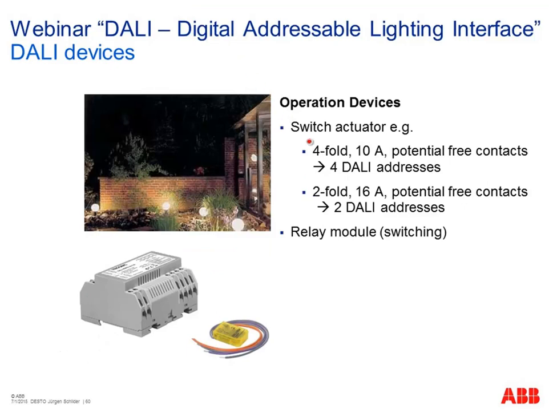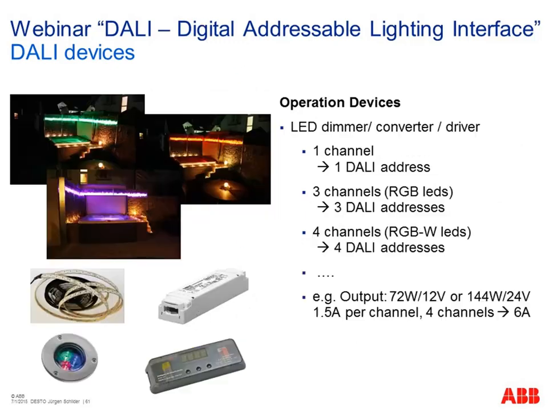Also available are so-called DALI switch actuators with 2 or 4 channels, for example 4 outputs, independent relays, 10 amps or 16 amps. For example, here we have a switch actuator with 4 independent relays. Then it's one housing, one device, but the device needs 4 DALI addresses, because each of the channels we want to switch independent from the other one. Or such a decentralized module like here, a relay module, also for switching maybe somewhere in the room.